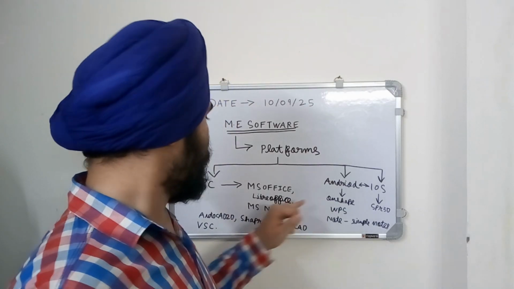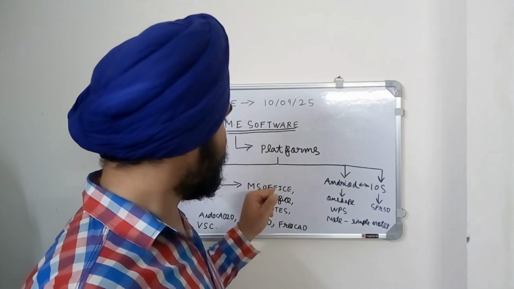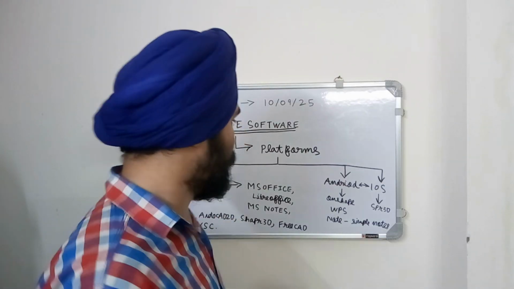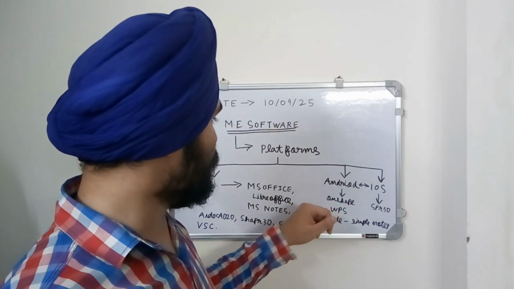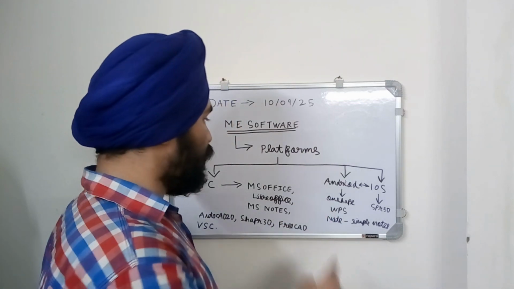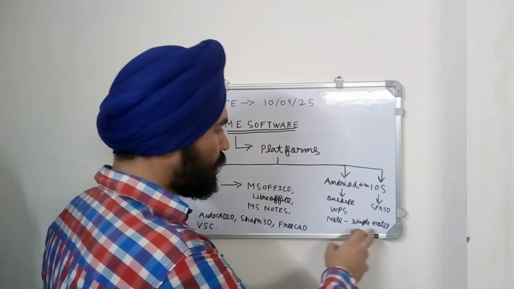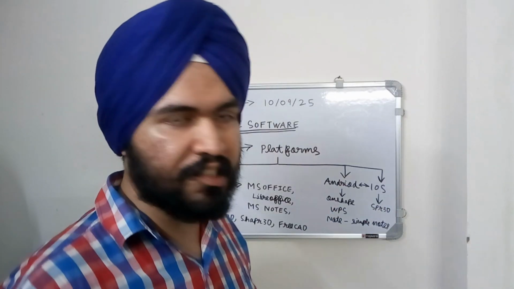Apart from that, MS Office can also be used on Android if you have a Microsoft account, you can opt for that. But you can use WPS, which is also good. And for the to-do task list, I will always recommend using the Simple Notes application. You can find this on the Play Store.